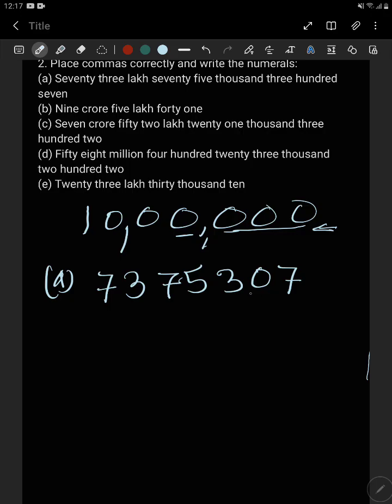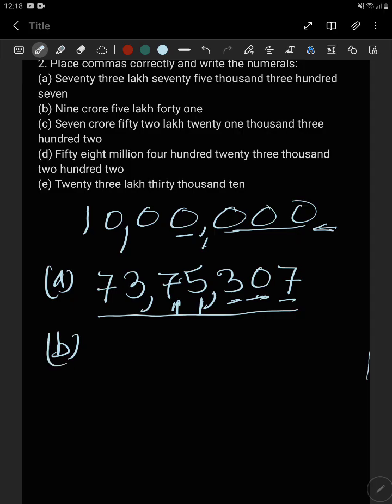So the comma will be kept after 3 digits starting from the right side. First, second and third, so here will be the comma, and afterwards it will be 2 digits, 1 2, so after 2 digits here is the comma, so we write like this. Fine, now we'll go to question number B.